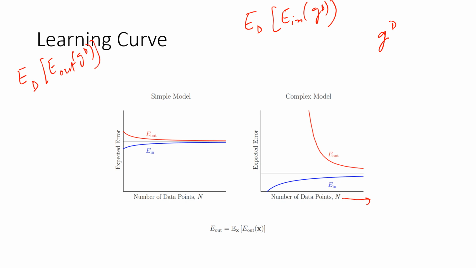Okay, so these expected errors are functions of n. We also saw that in the previous example, right? There is a dependence on n, and the expected error as a function of n is something that's known as a learning curve. This is what a learning curve is. That's illustrated here for a simple model and a complex model.